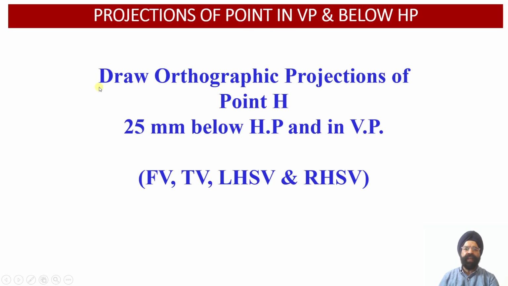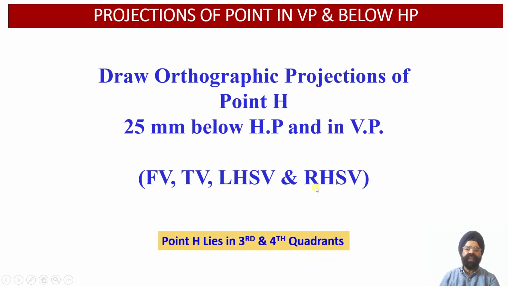Now here we are required to obtain the orthographic projections of the point H, which happens to lie 25 mm below the horizontal plane and in the vertical plane. So here we will be evaluating the front view, top view, left hand side view and the right hand side view orthographic projections of this point H.